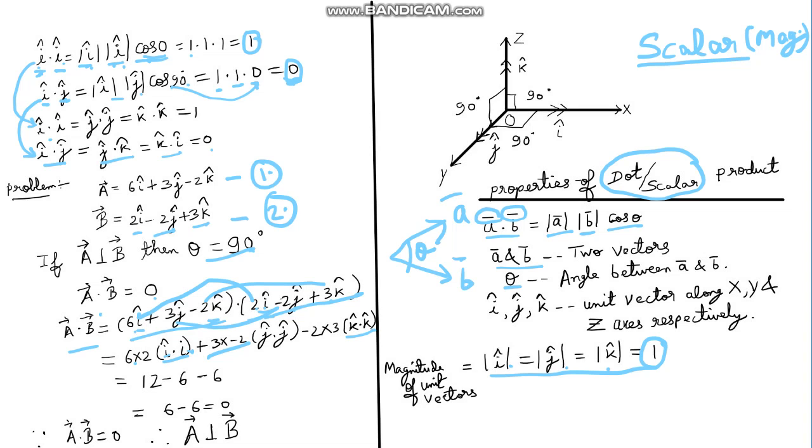So i dot i is 1, j dot j is 1, k dot k is 1. 6 multiplied by 2 is 12, 3 multiplied by minus 2 is minus 6, and minus 2 multiplied by 3 is minus 6. So 12 minus 6 is 6, and 6 minus 6 is 0. So the dot product of these two vectors is equal to 0. That means A is perpendicular to B, and the condition of perpendicularity is satisfied.